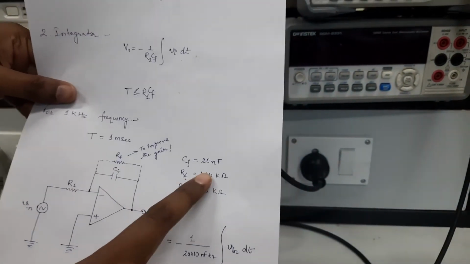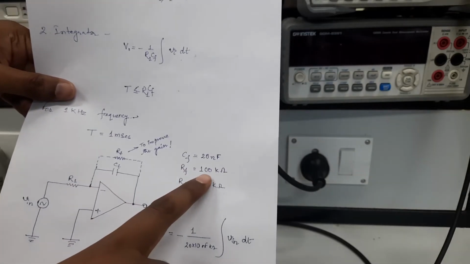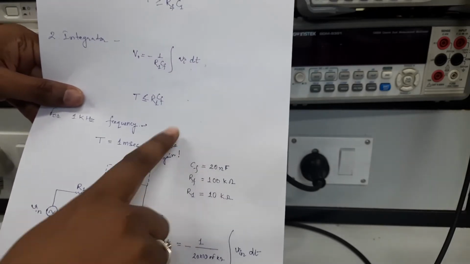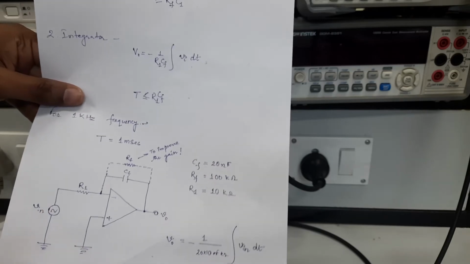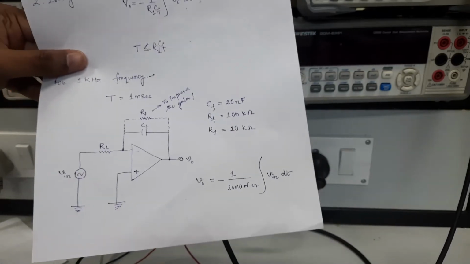So here I am using a 20 nanofarad capacitor as the feedback capacitor, and I will use a 100 kilo ohm resistance RF to adjust the gain, and the input resistance is 10 kilo ohm. So these are the components. Obviously the circuit will be the same.